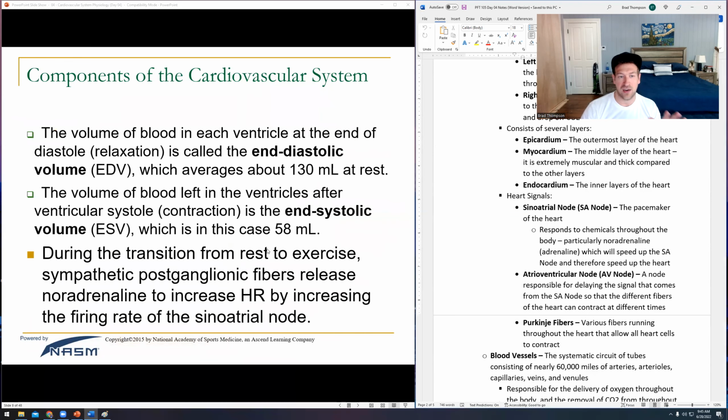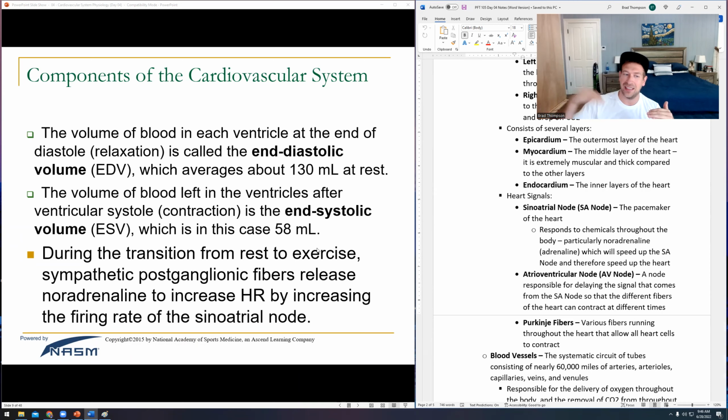So that is the various layers of the heart, those 3 different layers there. Now, when we're talking about the heart contracting, we're talking about the myocardium, right? The myocardium, your heart muscle, is responsible for that contraction. If you look at the volume of blood that's being ejected, and everybody's going to have slightly different amounts of blood, the volume of blood in each ventricle is averaging about 130 milliliters at rest.